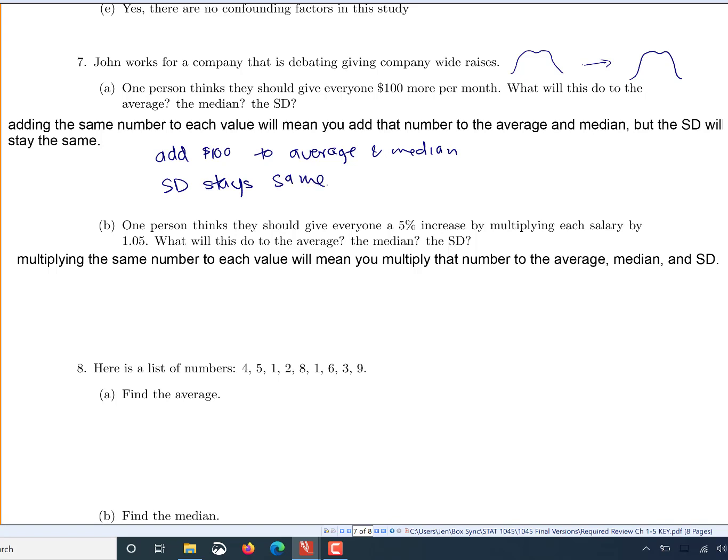Now, one person thinks they should give everyone a 5% increase by multiplying each salary by 1.05. So what will this do to the average? What will it do to the median, to the SD? Well, it turns out that multiplying the same number to each value means you multiply that number to the average, the median, and the SD. So we will multiply the average, the median, and the SD by 1.05, or basically they all go up by 5%.